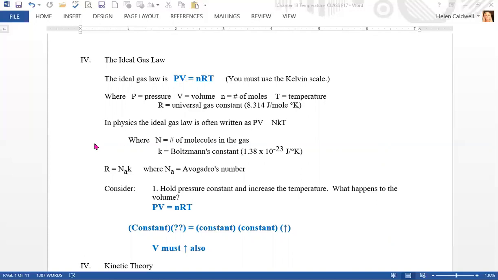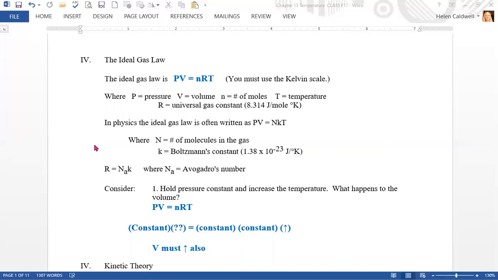In physics, we don't usually work with moles, so we would rewrite it as PV equals capital N times k times T, where capital N is the number of molecules in the gas and little k is something called Boltzmann's constant. And again, it's a number we would just look up. There is a relationship between Boltzmann's constant and the universal gas constant, but you're not going to have to go back and forth. It's enough if you know PV equals nRT.